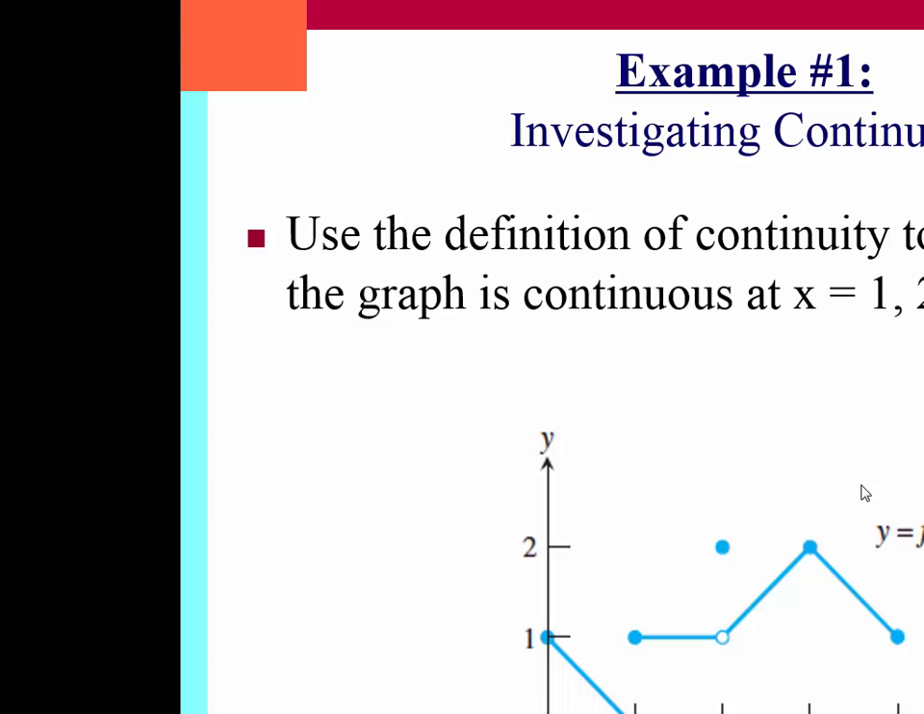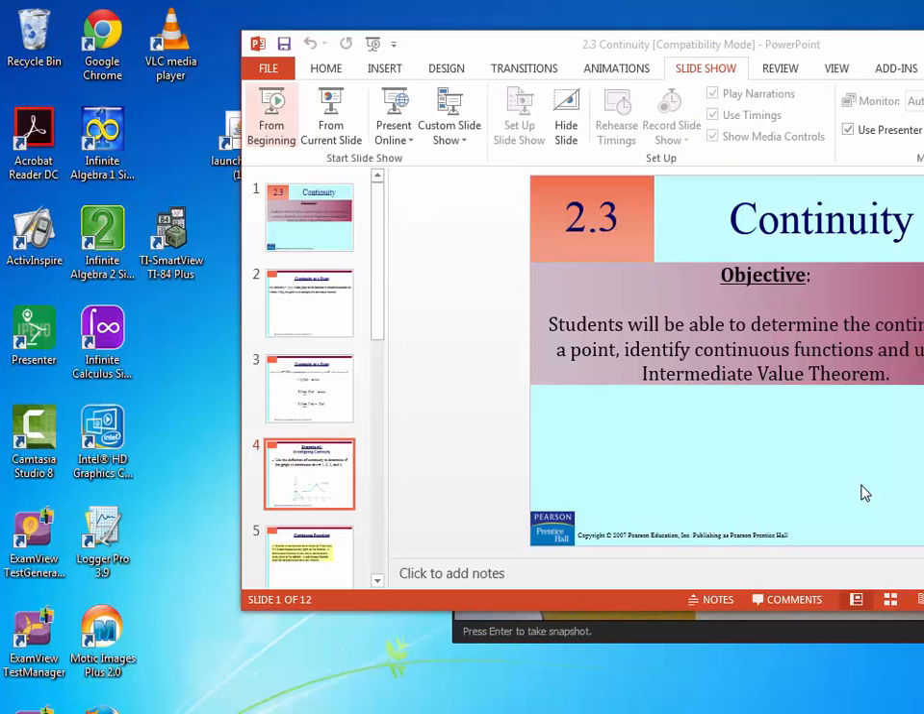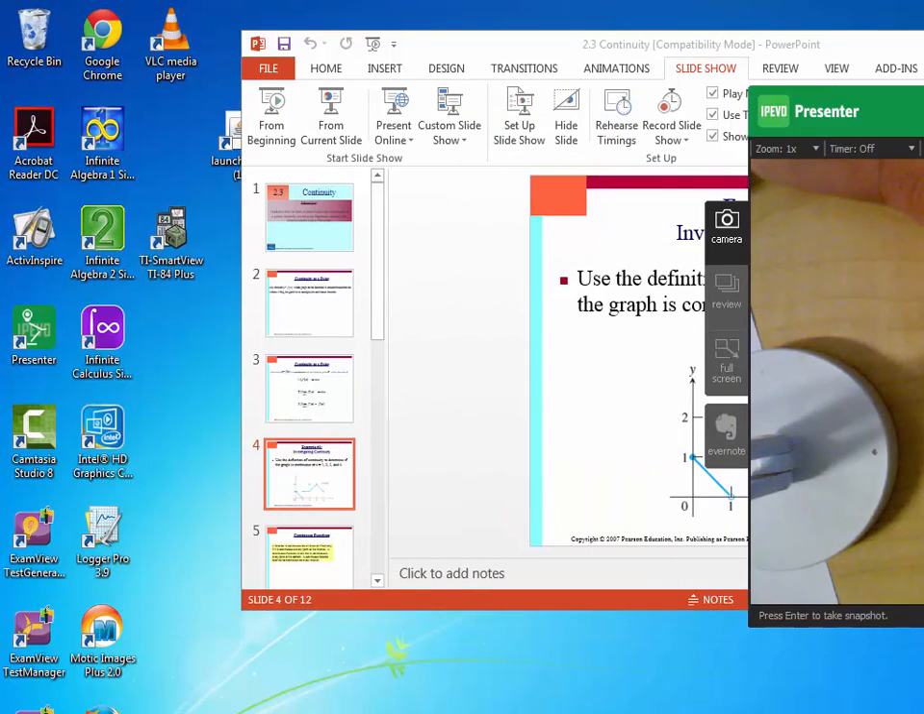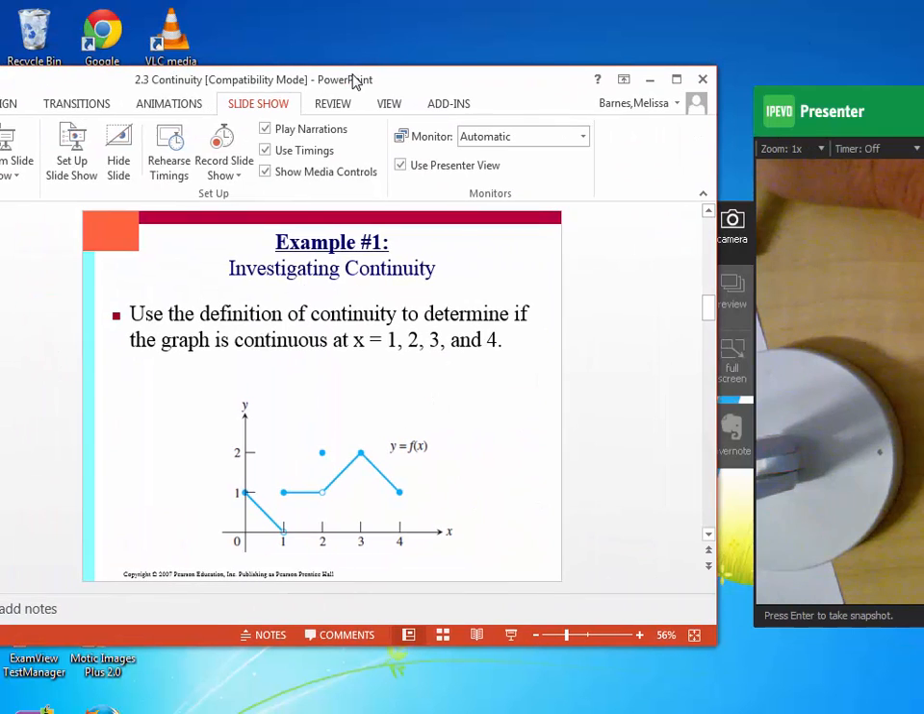So here we go. Use the definition of continuity to determine if it's continuous at these 3 points. So in order to do that, you need to do this. Let's see if we can do two things at once here. We need to show the first thing is f of 1 exists. Well, in this case, you can look at the picture and see that f of 1 is 1.